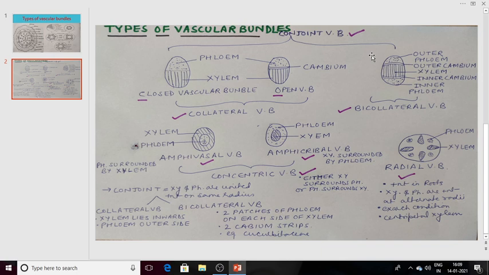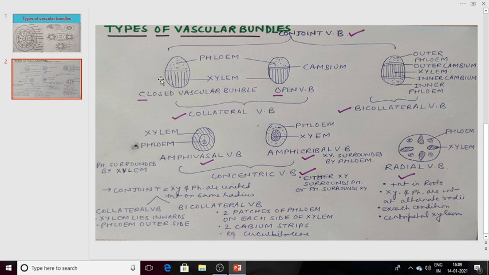Now the term conjoint means the xylem and phloem are united and they are present on the same radius. Look here, the xylem and phloem are united and present on the same radius. So the first type of vascular bundle is the conjoint vascular bundle. Conjoint means where xylem and phloem are united and present on the same radius, as we have seen in this diagram. Here also the xylem and phloem are on the same radius.